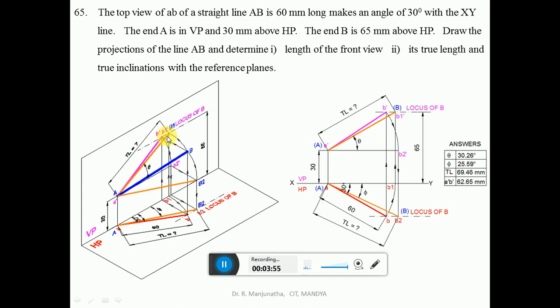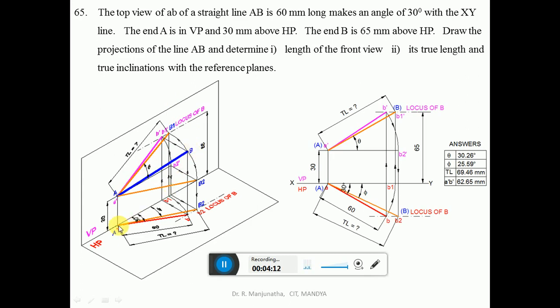Then join A dash B1 dash a little bit thicker than the projector line. So you are going to find the true inclination with respect to HP. By doing so, when it is in space, actually what happens in this rotation is that when you look from the top view only, we will be able to see it.